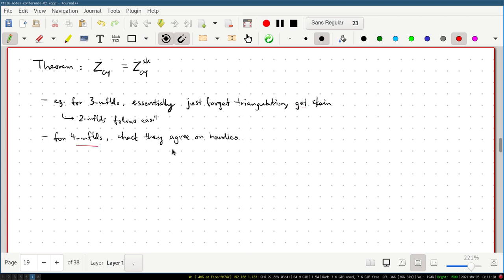For four manifolds, all you need to do is to check that these definitions agree on handles. So this is where the language of coordinate cobordisms is useful. A handle, you think of it as a coordinate cobordism. And then with appropriate boundary conditions, you say that the original triangulation definition and the skein definition are the same. So most of the proof is really just a bunch of checking computations, so I won't go into any of that.